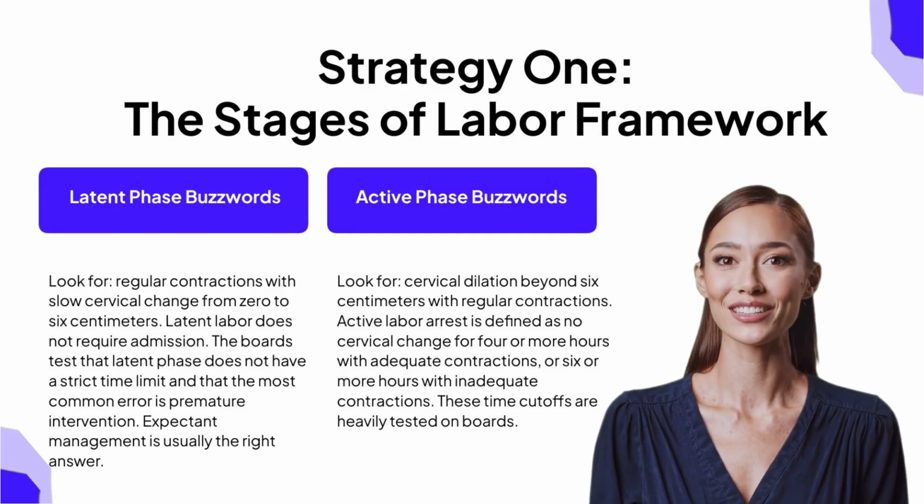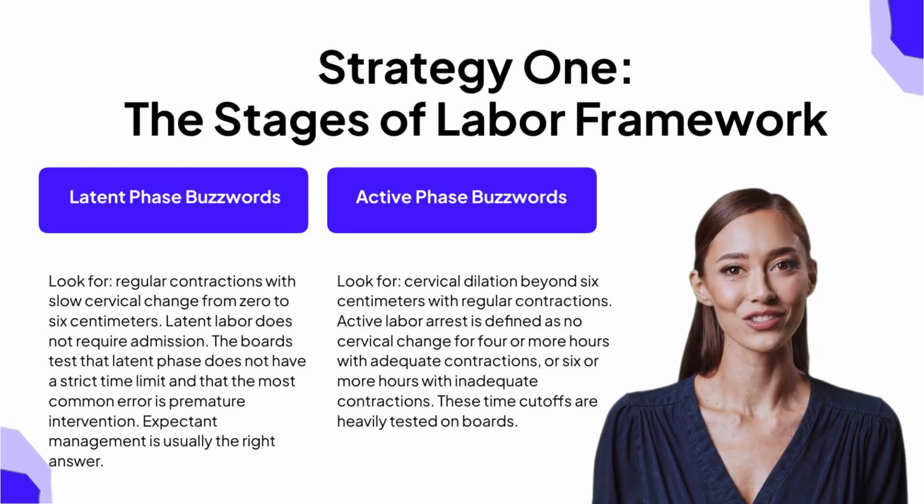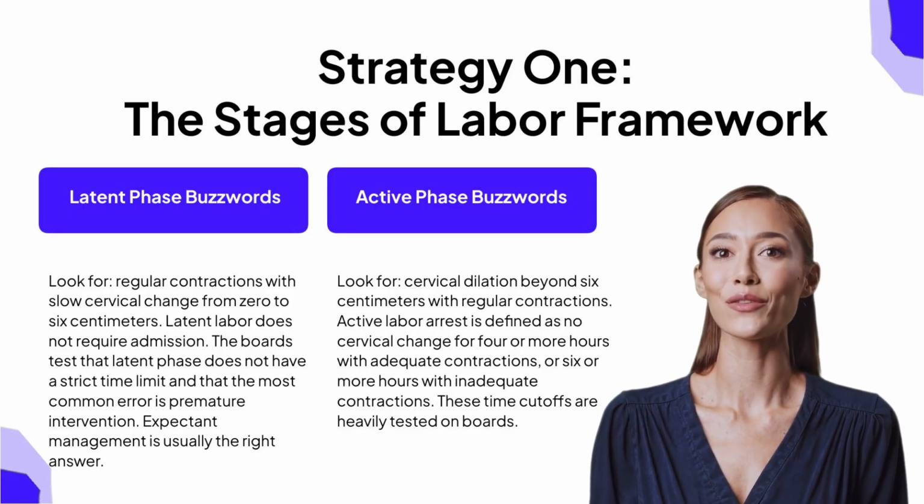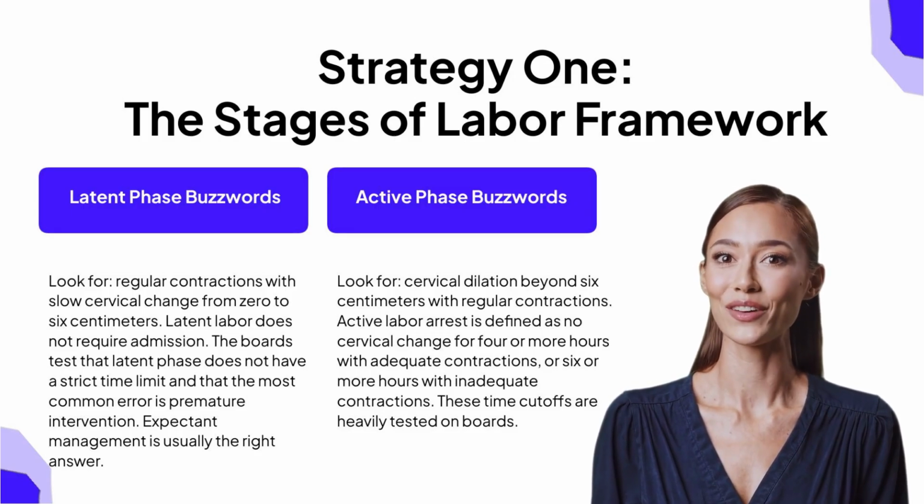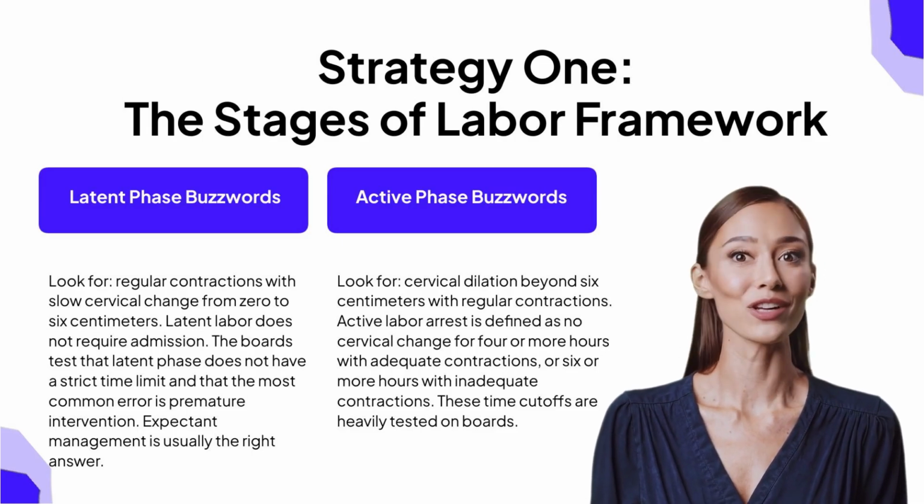For the active phase, you are looking for cervical dilation beyond 6 centimeters. Active labor arrest is defined as no cervical change for 4 or more hours with adequate contractions, or 6 or more hours without adequate contractions. Memorize those time cutoffs because they are tested directly.